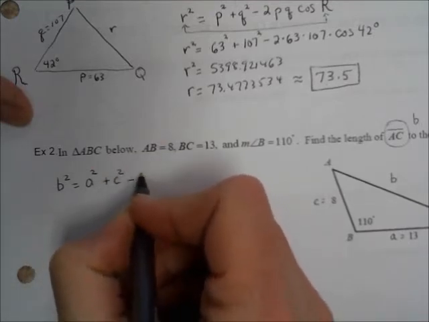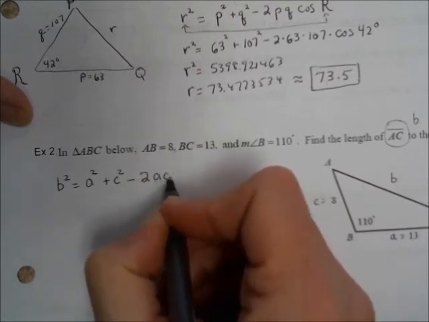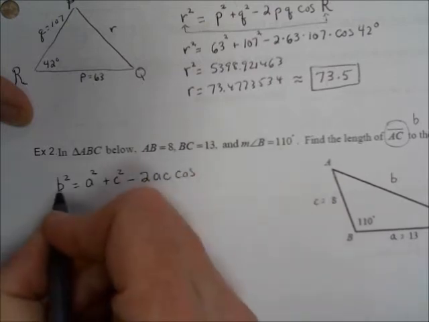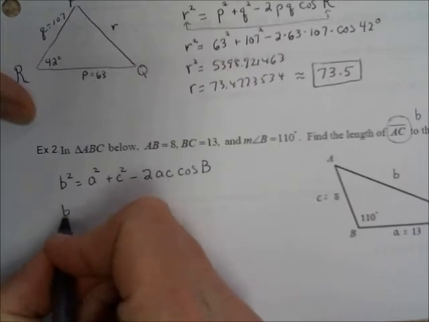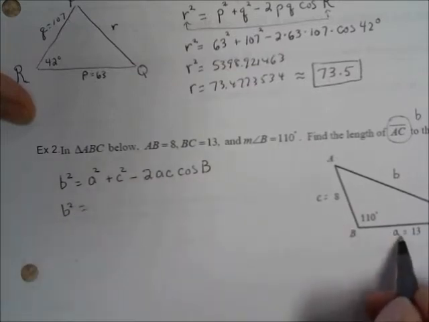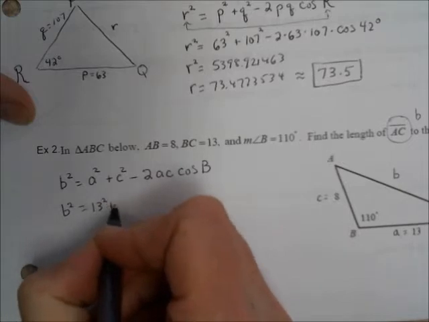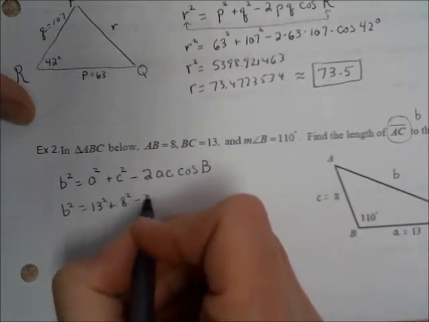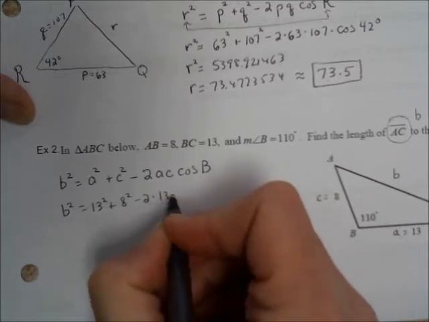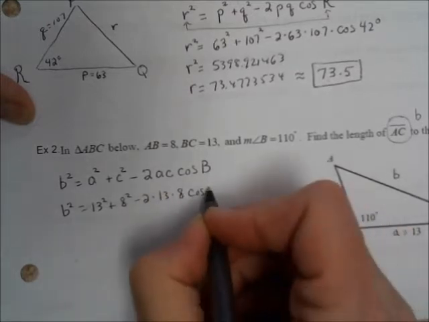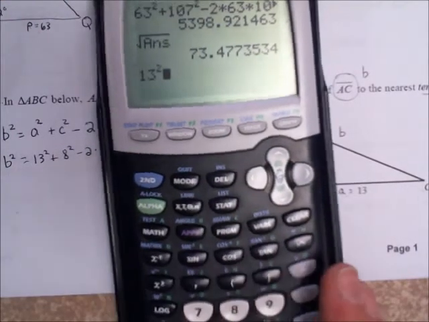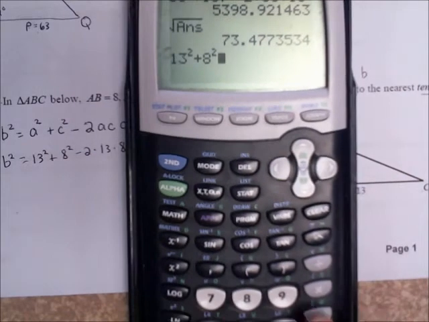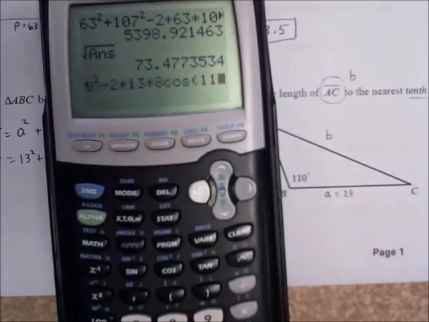And then you subtract from that 2 times a times c times the cosine of this little b here ends with the big B over here. And then you just plug in the numbers that they're giving us. Little a is 13, little c is 8, and big B is 110. So we're just going to plug that into our calculator. 13 squared plus 8 squared minus 2 times 13 times 8 times the cosine of 110 degrees.